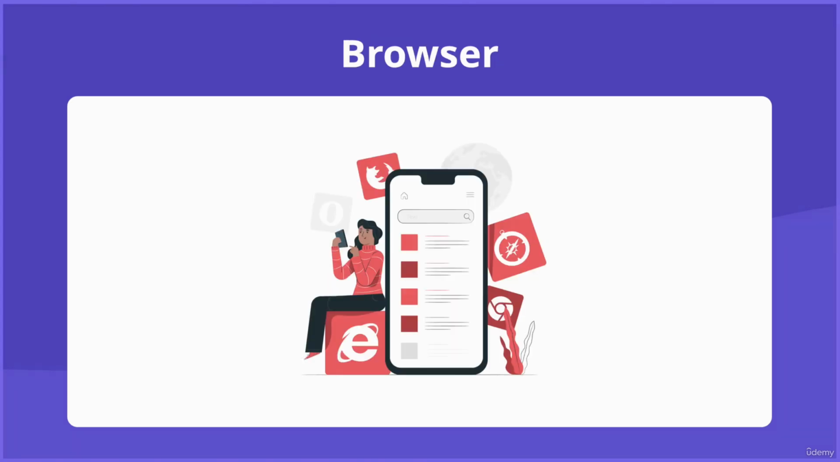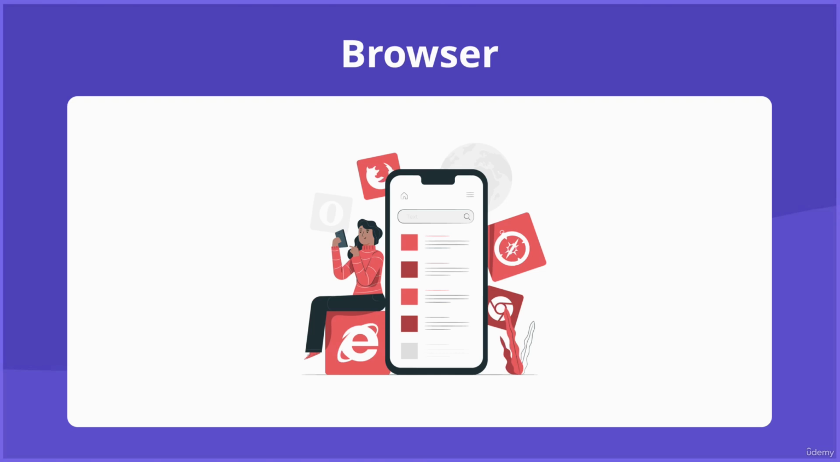So a browser is a computer program that enables users to navigate the internet, view websites, and access various online content. So web browsers allow users to view the web pages, interact with them, and access various internet-based services. Some common web browsers would include Google Chrome, Mozilla Firefox, Safari, and Opera as well.